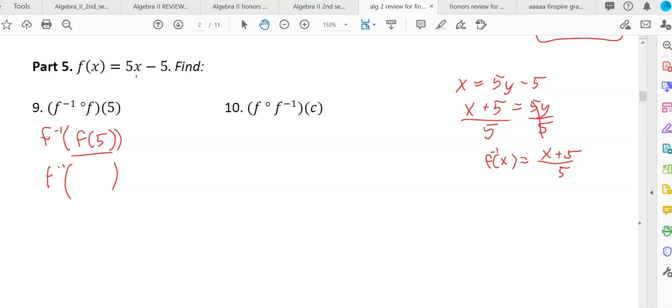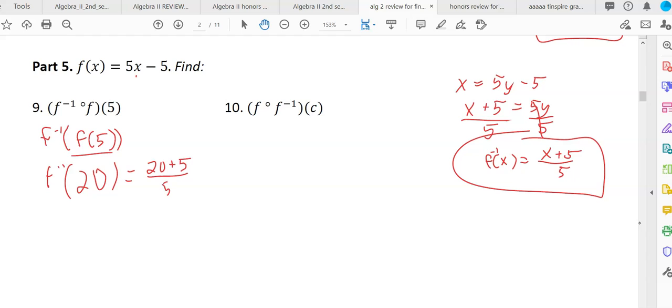F of 5 would be, plug a 5 in right there. 25 minus 5 is 20. Plugging that now into the x function, the inverse function over here. So this is going to be 20. So this is going to be 20 plus 5 over 5. We get 25 over 5, which is 5.